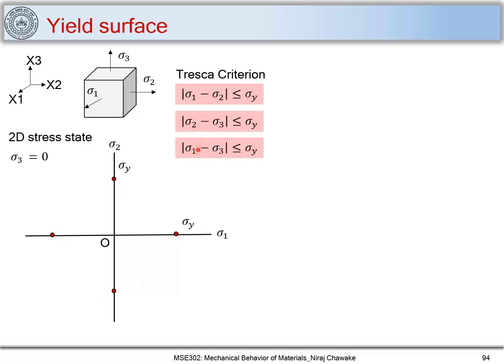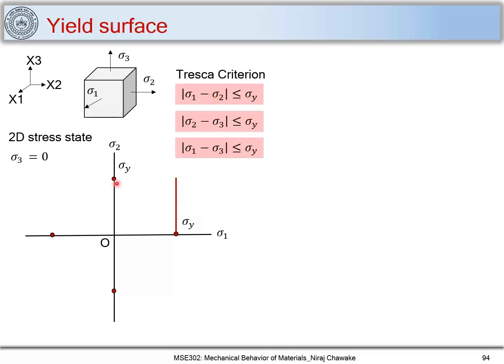Now you have sigma 1 and you have some positive values of sigma 2. So basically, if we are in this quadrant and sigma 3 equal to 0, the maximum value reached will be given by this relation only, sigma 1 minus sigma 3. So here sigma 3 is 0, so you will get sigma 1 less than or equal to sigma y. So you can basically see that the material will start yielding above this point of sigma 1 because sigma 2 is positive.